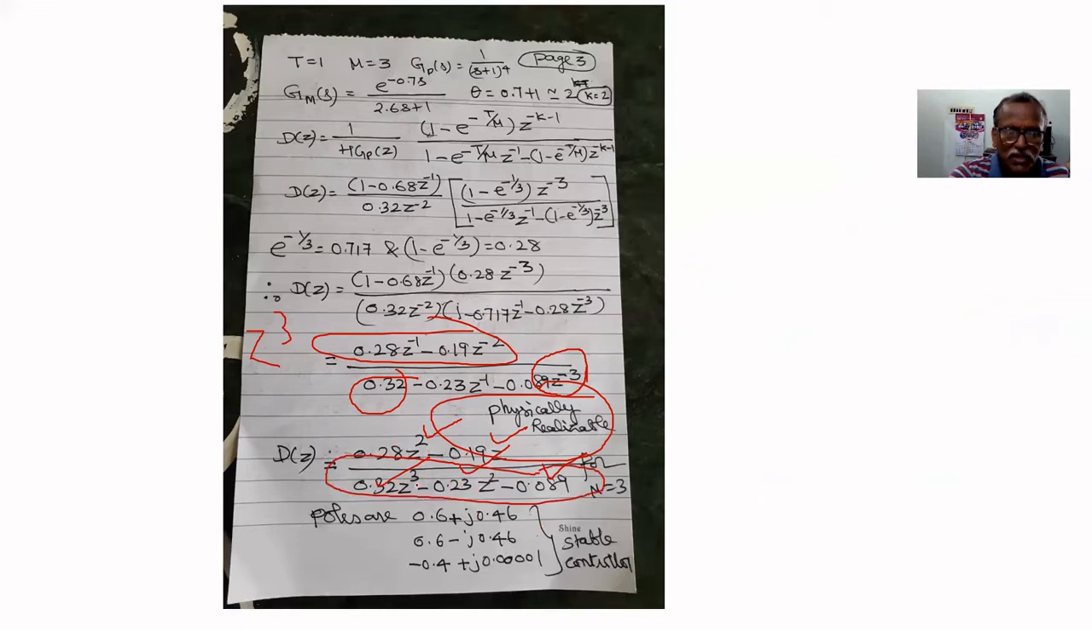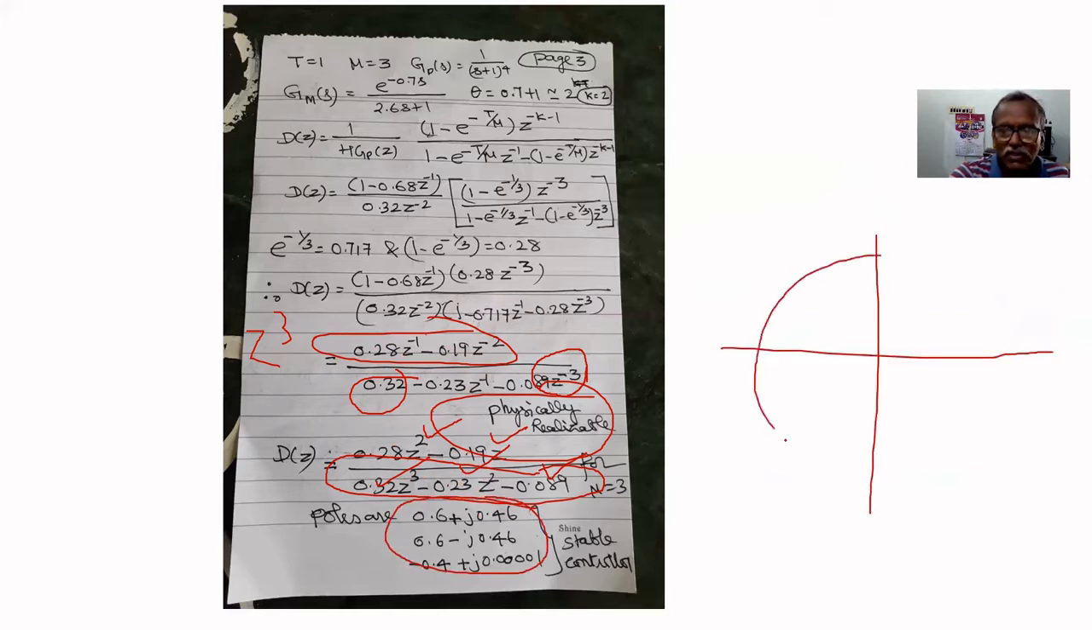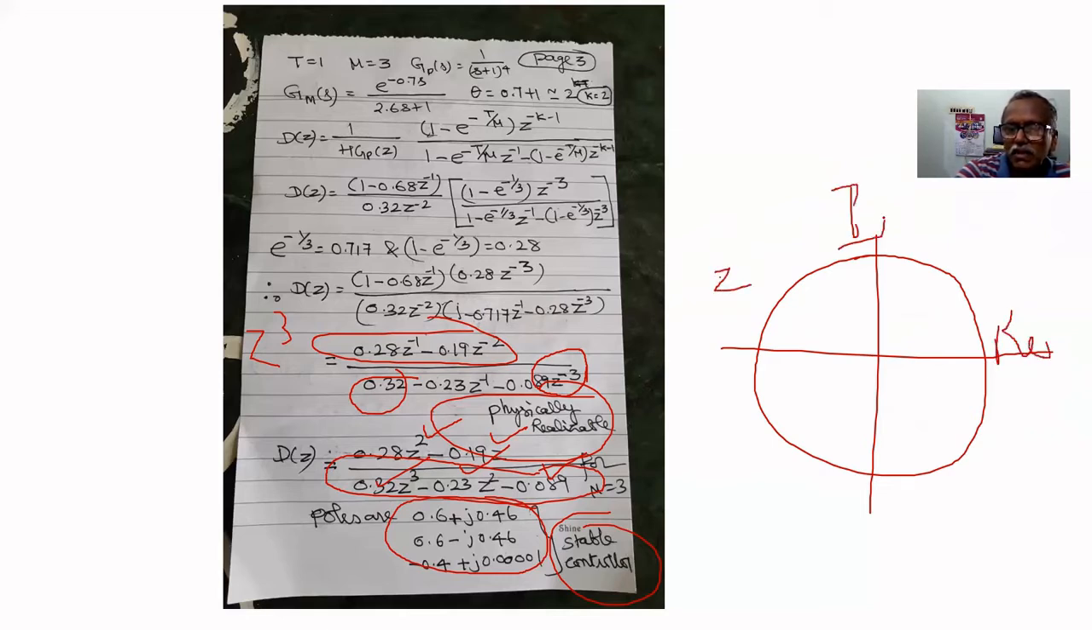If you see the roots of this polynomial, we got all roots within the unit circle. All poles of the controller are within the unit circle. Therefore, it is a stable controller. In the z plane, real and imaginary axes are taken. It is a stable controller because all poles and zeros are within the unit circle. Now let us simulate this controller.